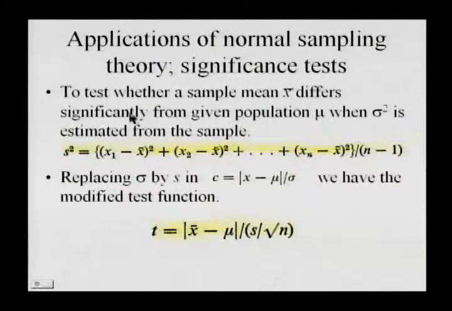So to test whether a sample mean differs significantly from a given population mu when the variance is estimated from the sample, we're seeing slight variations building up to the point where we would have a sample mean and a sample variance. This estimate of the population variance from the sample would be calculated again as the sum of squares over the degrees of freedom, n minus 1. So by replacing sigma by s in the test statistic, the absolute value of x minus mu over sigma, we have the modified test function, the t-test function, of the difference between x bar and mu over the sample standard deviation over the square root of n.